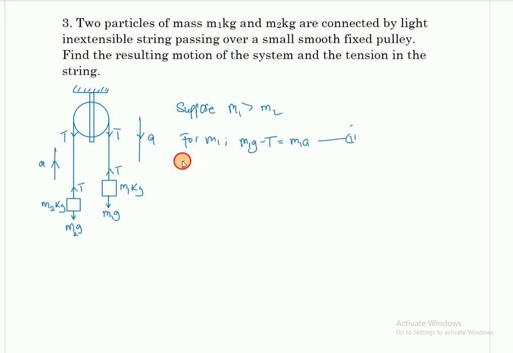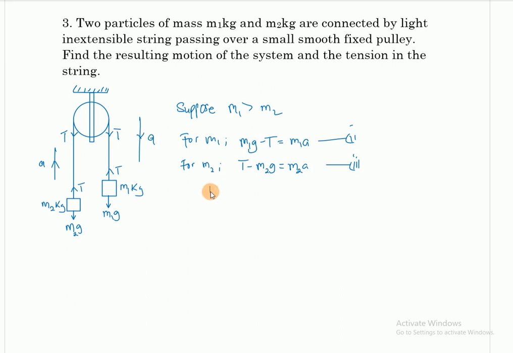Call that equation 1. Then for m2, for its motion, since it is moving upwards, we have a tension bigger than the other one. So tension minus m2g is equal to m2a. That one is equation number 2.